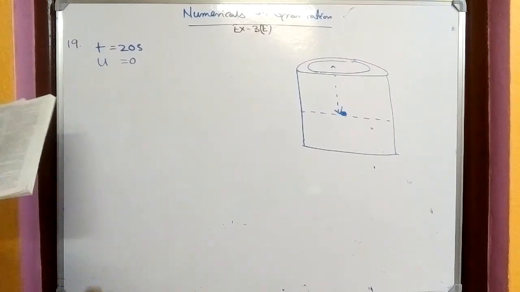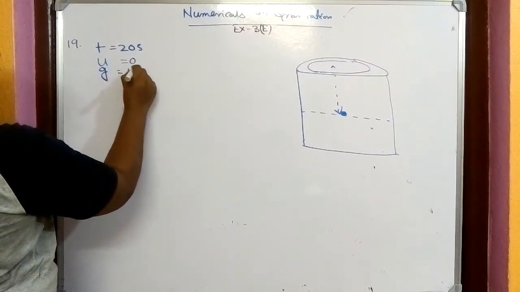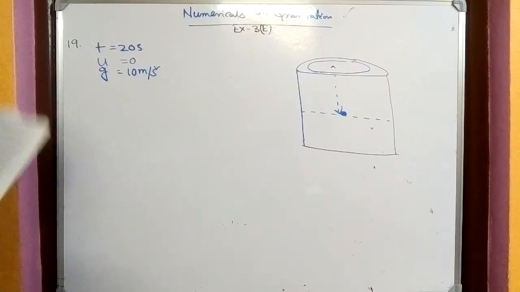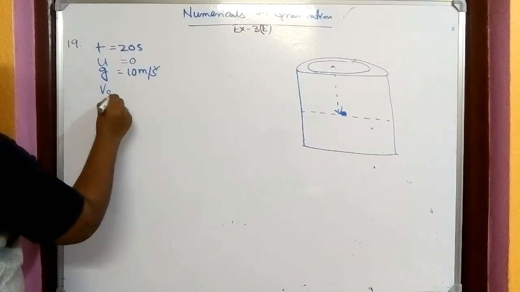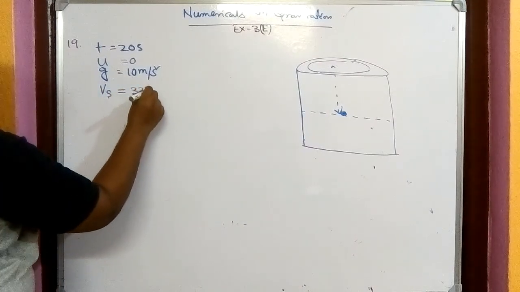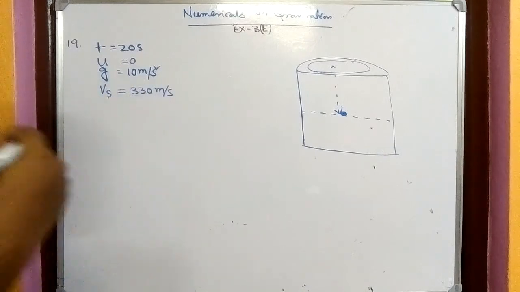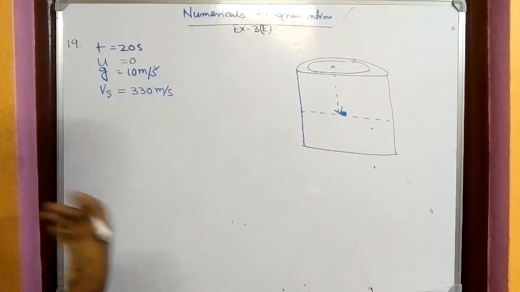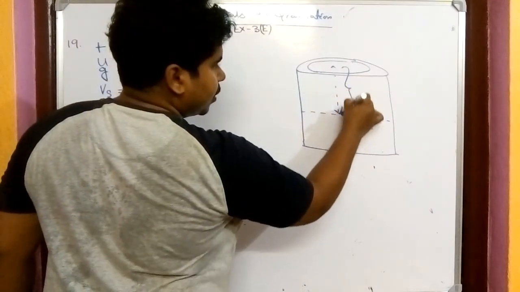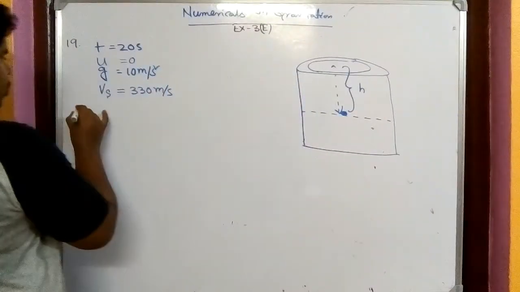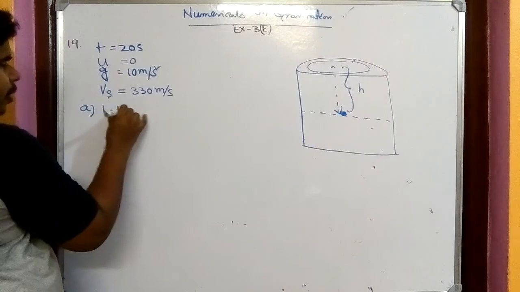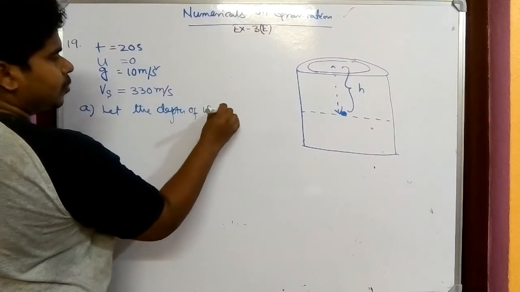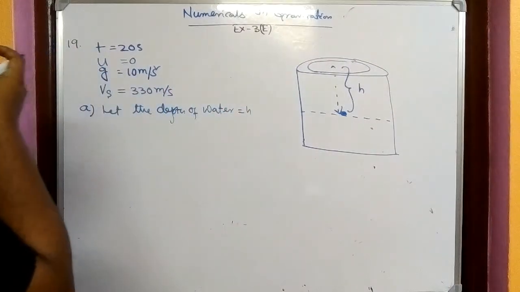Next, the value of g is given, it is 10 meter per second square. And the speed of sound, so here we mention Vs, that is speed of sound, it is 330 meter per second. What is the utility of it? We will learn later. Find the depth of the water. So depth of the water means you have to find this. Let the depth of water be equal to h. So you have to find the value of h.